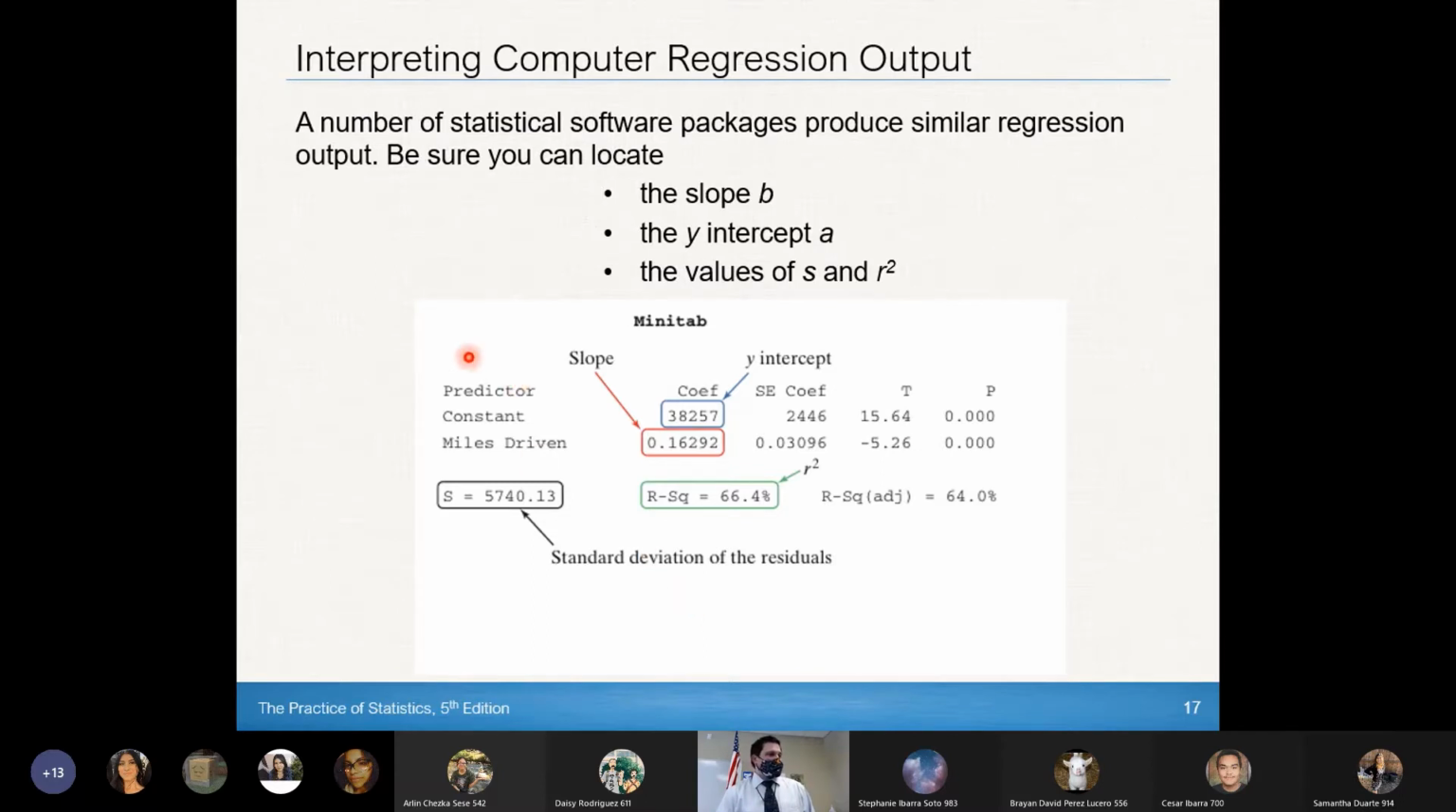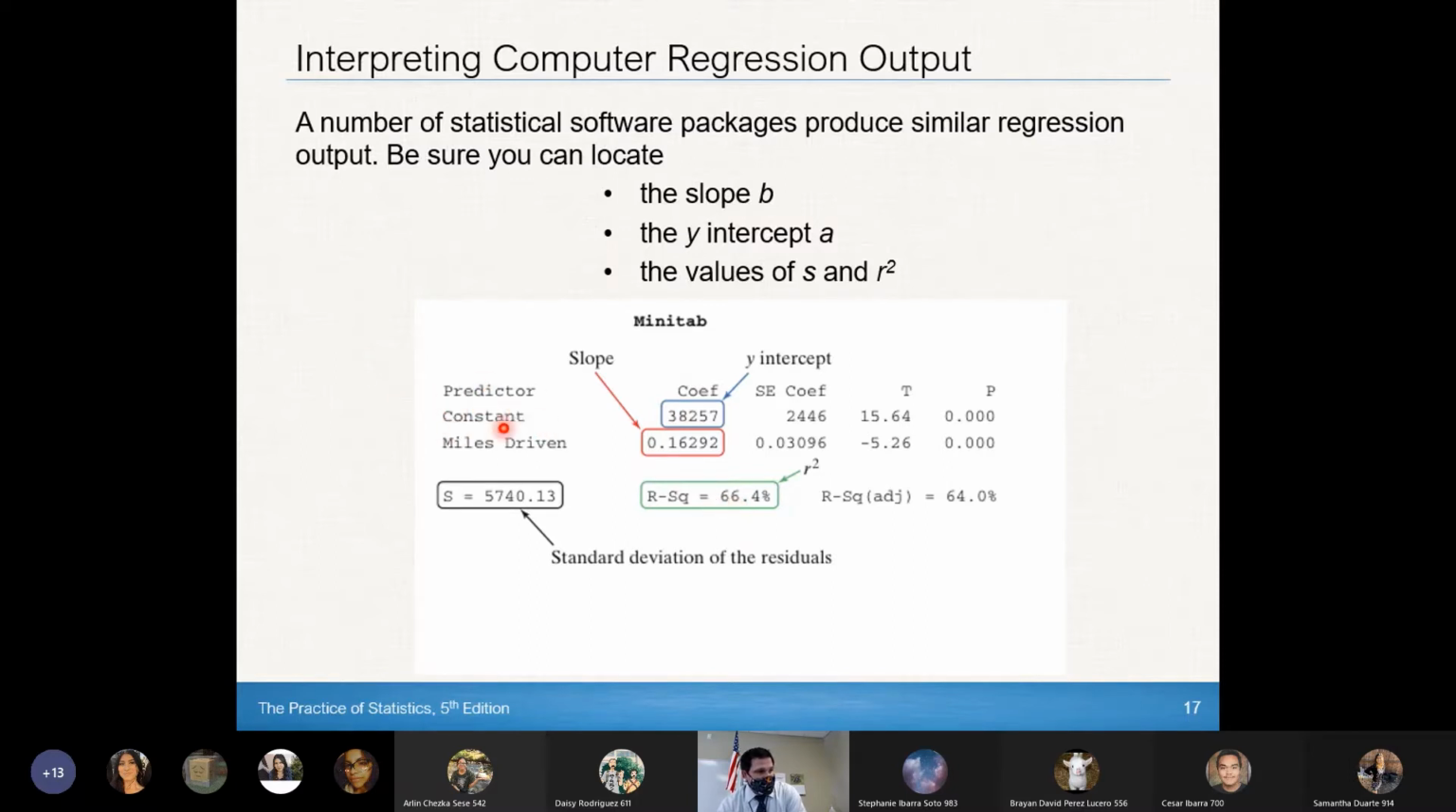All right, so here we have our first example of a type of output. This one is through the program called Minitab. There are other programs that produce different outputs with the same information, just formatted slightly differently. We're going to look for the slope b, the y-intercept a, and the values of s and r squared. In this first example, we have predictors, coefficients, standard error coefficient, t, p. We're really only looking at these coefficients and then some values along the bottom.